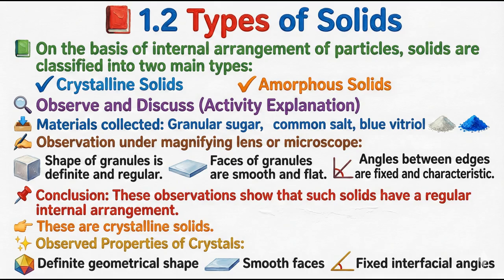1.2 Types of solids. On the basis of the internal arrangement of particles, solids are classified into two main types. The first type is crystalline solids. The second type is amorphous solids.